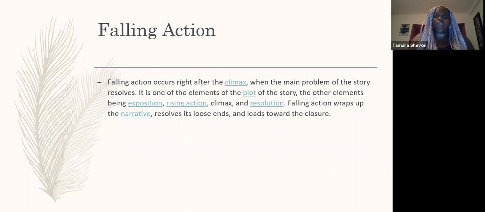Falling action occurs right after the climax when the main problem of the story resolves. It is one of the elements of the plot of the story, the other elements being exposition, rising action, climax, and resolution. Falling action wraps up the narrative, resolves loose ends, and leads towards closure. So this is what happens right before the ending. So things start to come together, the aha moment, oh, I get it now, if it's like a suspense thing, or things starting to solve themselves so that the story can end in a specific way.